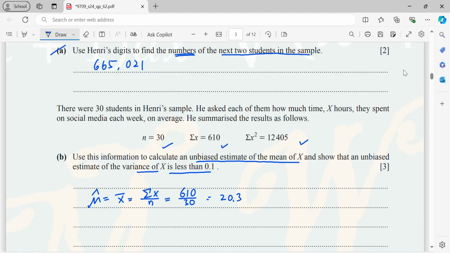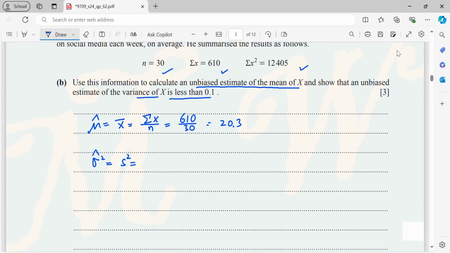Now, the unbiased estimate for variance, sigma square hat, that is S square. We use the sample variance to estimate. So S square is 1 over n minus 1 times summation x squared minus square of summation x over n. This is the formula. So now my n is 30. That means this is 1 over 29.